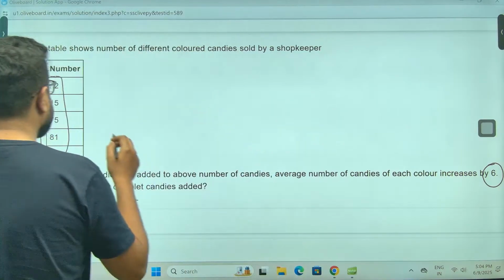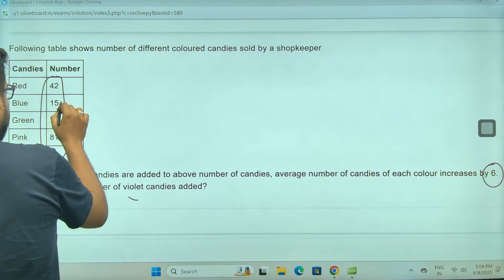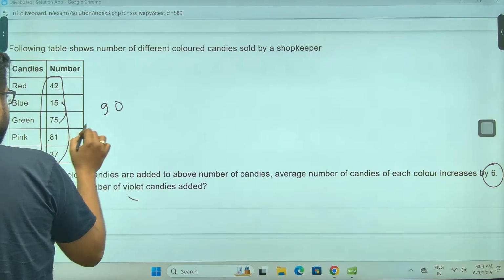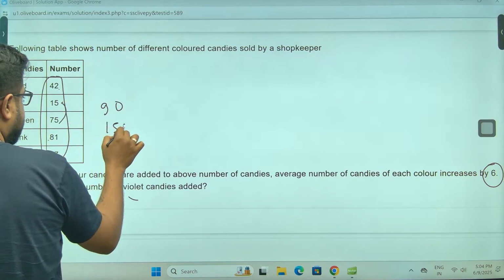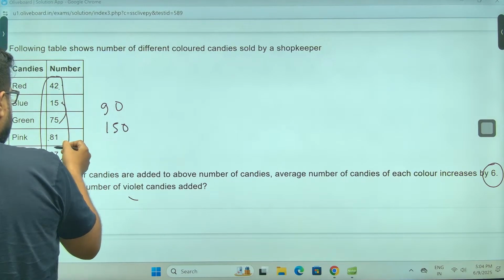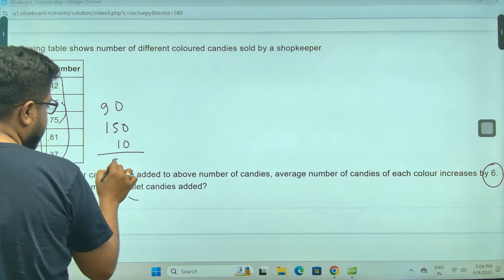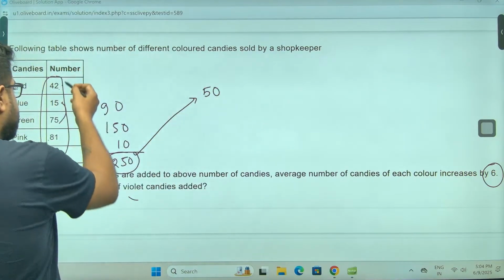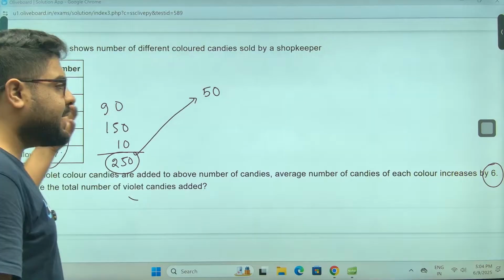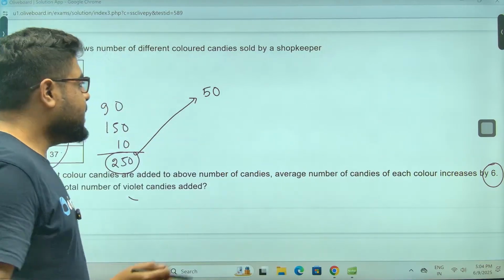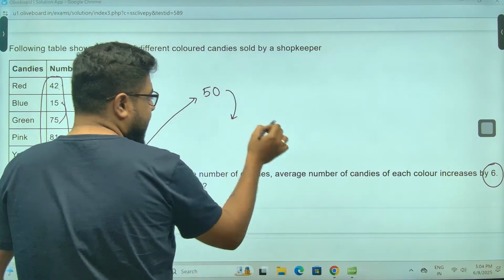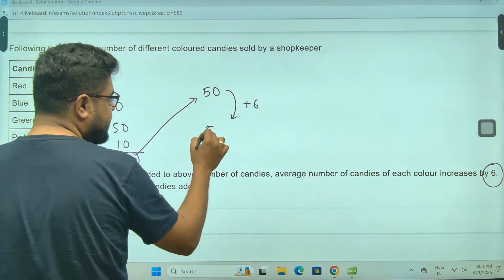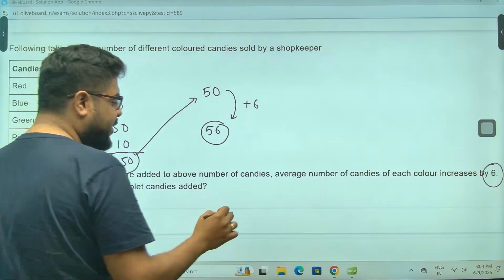Raghu, let's see, brother. Now, 15 and this is a 90, 40, 120, 150, and 273, 10. Acha, 250. So the average number of candies will be 50, because there are 5 types of candies, total 250 divided by 5. Now, what happens? If we add those violet candies, this average goes up by 6. So it becomes 56.